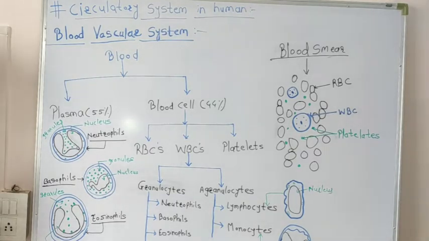That means when RBCs are forming, there is a particular location in adults and in a fetus. In a fetus, RBCs form in the liver and spleen, whereas in adults RBCs get formed in the bone marrow. It is also called red bone marrow.